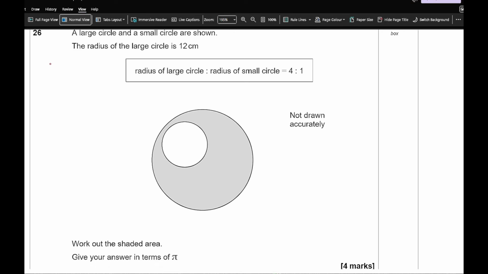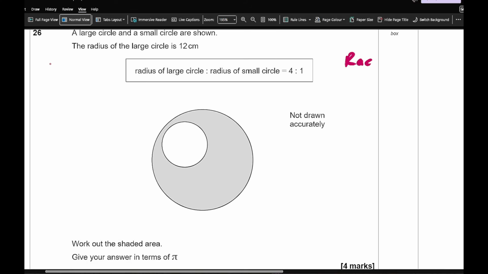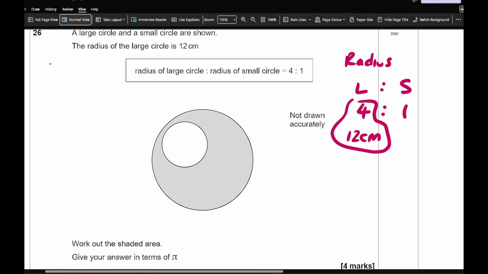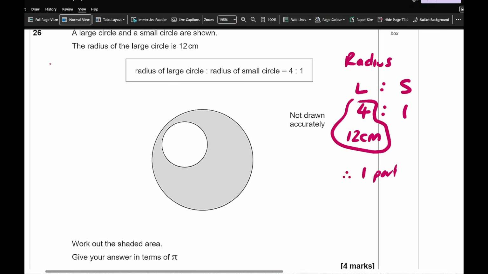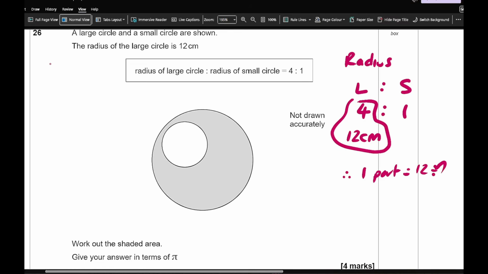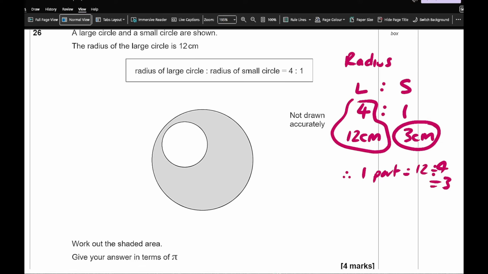So looking at this, if we look at the radiuses of the large circle and the small circle, we've got a ratio of 4:1, and we know that the large circle has got a radius of 12 centimeters. So that means that 4 parts is 12. So therefore 1 part is going to be 12 divided by 4, which is 3. So that's 3 centimeters.